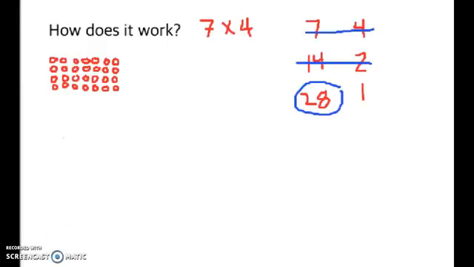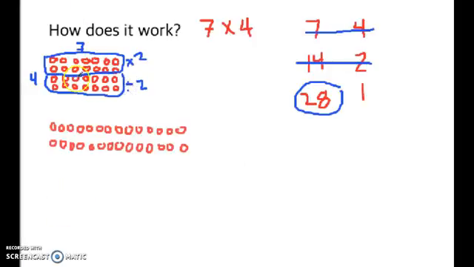Alright, so let's look at this visually. So if we set up our 7 groups of 4, so here we have 4, and here we have 7, and we split that up. And we take half of this. So we're going to multiply this by 2 and halve this by 2 as well. So here we're multiplying and here we're dividing.